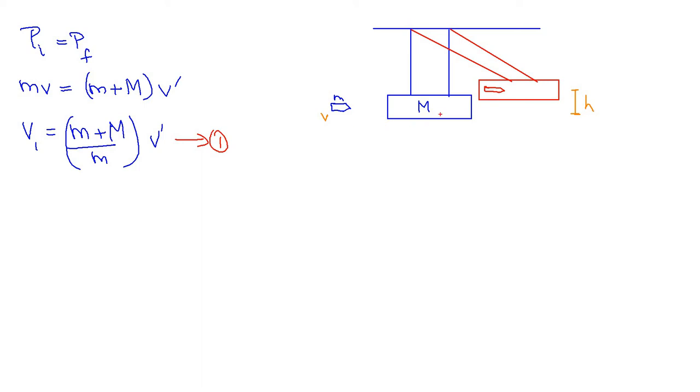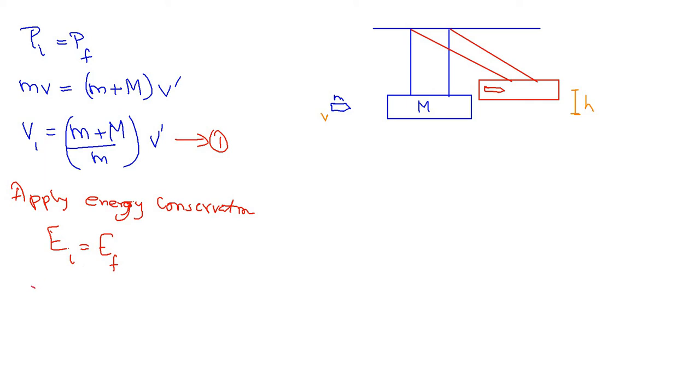Now we're going to apply conservation of energy. When the block starts over here, it has all kinetic energy, which is converted into potential energy. So E initial is equal to E final. At the point where the bullet gets embedded in the block, it has all kinetic energy, and that's converted into all potential energy at this height.